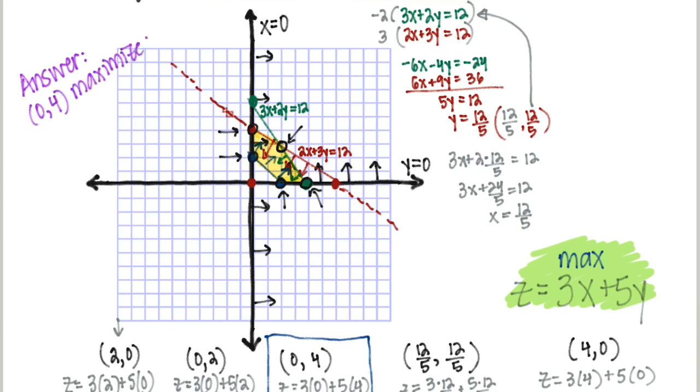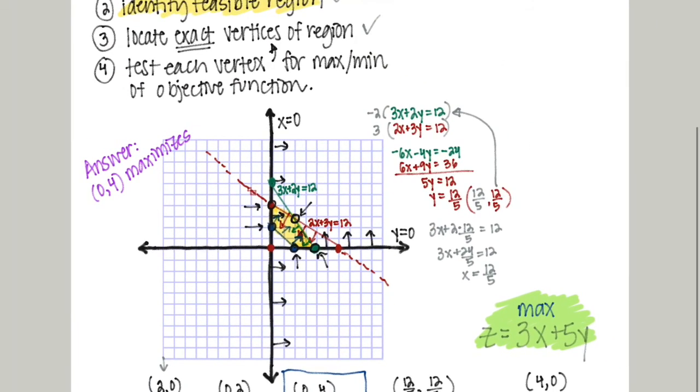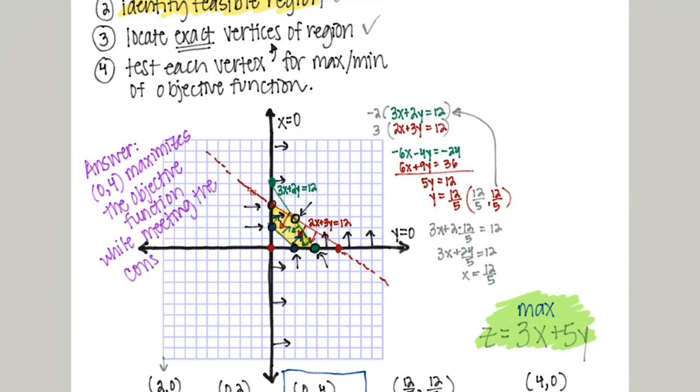maximizes the objective function, and it maximizes the objective function while meeting the constraint limits. What is the maximum value? The maximum value equals 20.